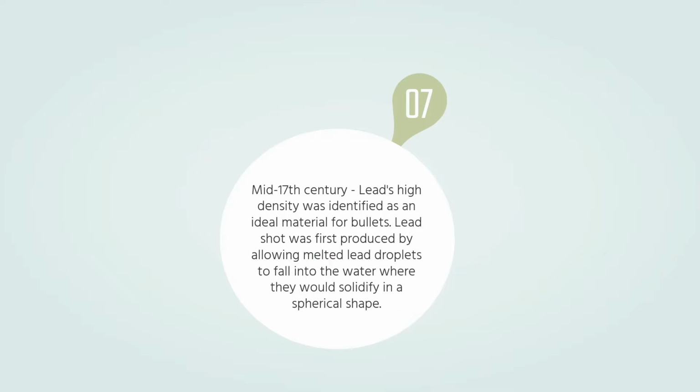In the mid-17th century, lead's high density was identified as an ideal material for bullets. Lead shot was first produced by allowing melted lead droplets to fall into water, where they would solidify in a spherical shape.